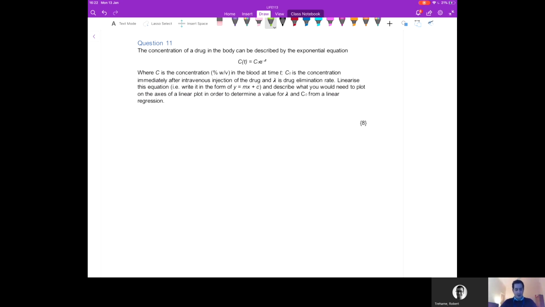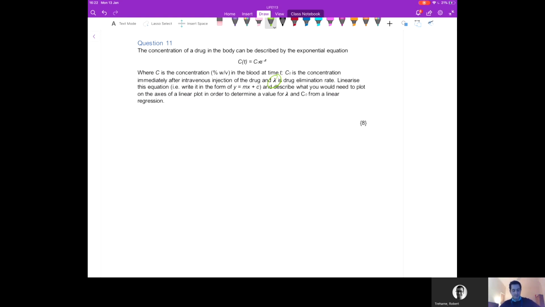It says the concentration of a drug in the body can be described by the exponential equation C as a function of t is equal to C naught e to the minus lambda t. Forgive the formatting of this, the lambda and the t are quite small here, sorry. Where C is the concentration in percentage weight volume in the blood at time t, C naught is the concentration immediately after intravenous injection of the drug, and lambda, which is this funny sign here, is the drug elimination rate.